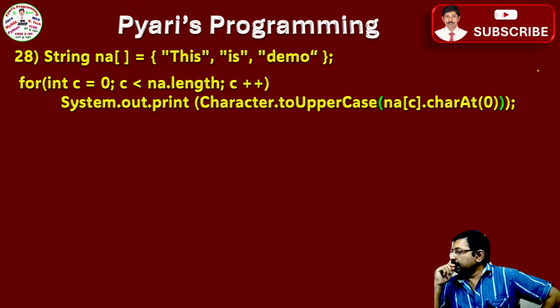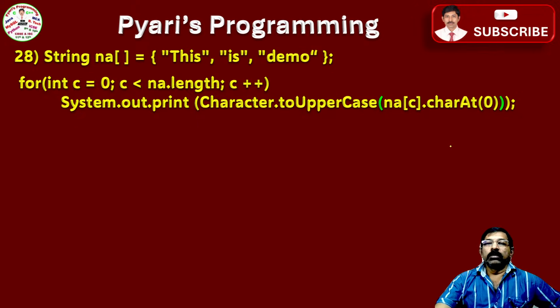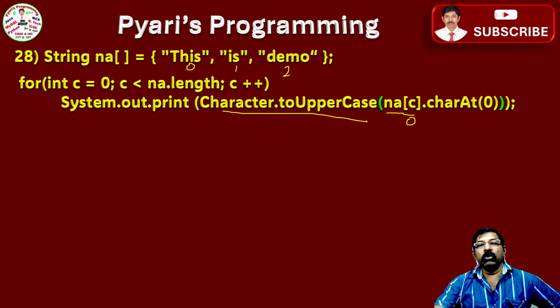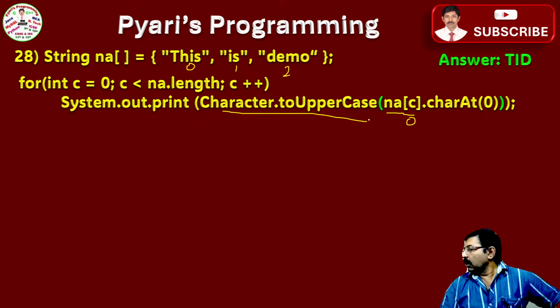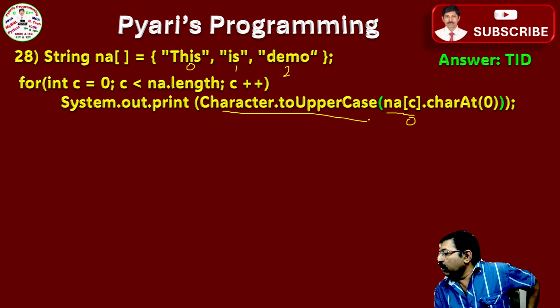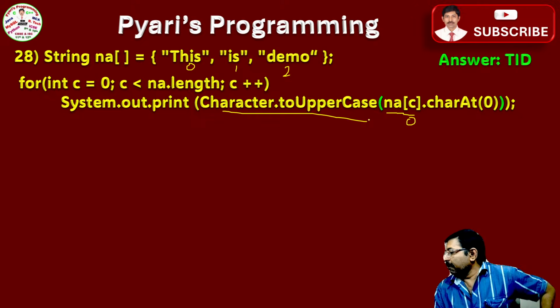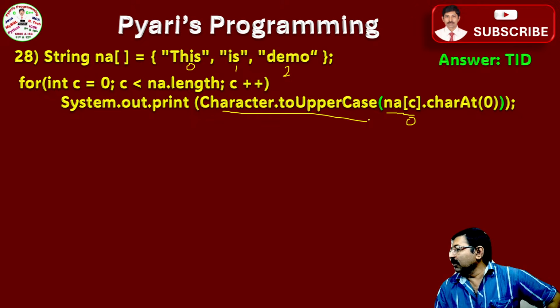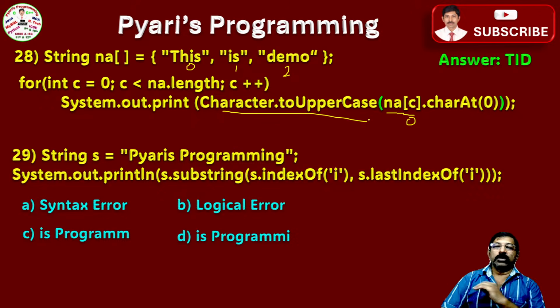TID, yes. TID, correct, because the index of C is at 0 position, dot charAt 0 position. This is 0, this is 1 and this is 2. So that means every word's first character is converted to uppercase, so the answer is TID. Very good. Wow, Harshit, very good. Cursor in the same line. Very good, Harshit. Next, 29.